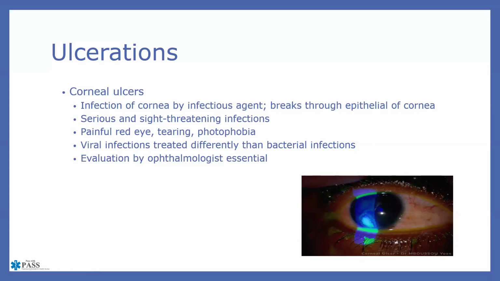So corneal ulcers, an infection of the cornea by an infectious agent, and it breaks through the epithelial layer of the cornea. It is very painful. Serious and sight-threatening infection can cause that. Painful red eye, tearing, and photophobia. This is a situation where you cannot look at lights. You need to have like a moist compress or something over your eye. Certainly sunglasses on. You're not going to be wanting to be outside looking at the sunlight. I can tell you that.